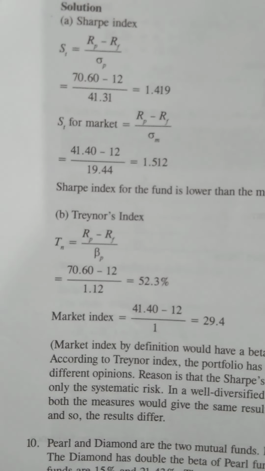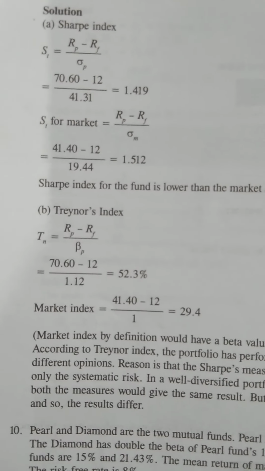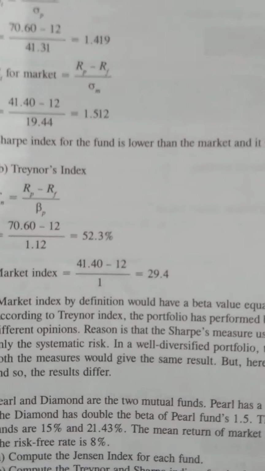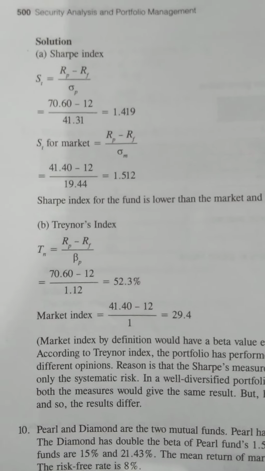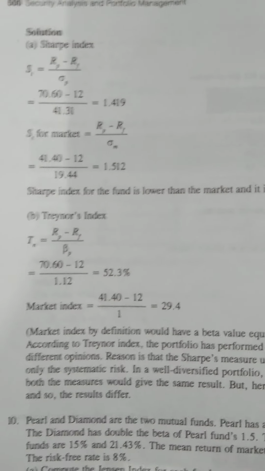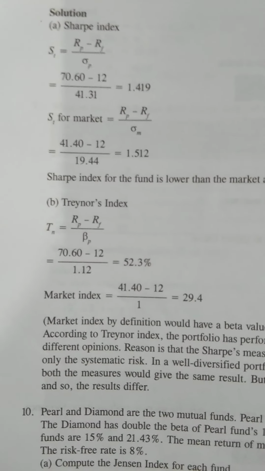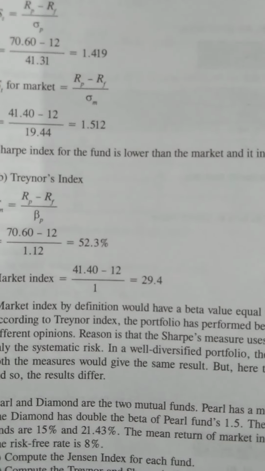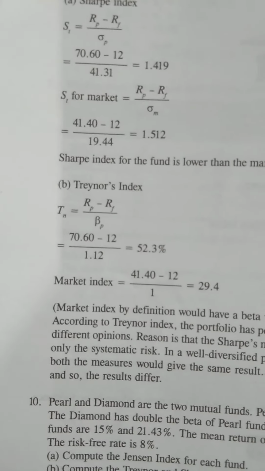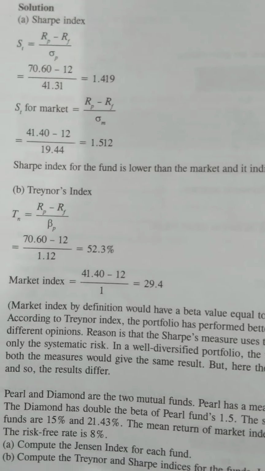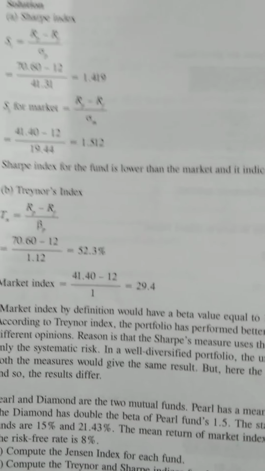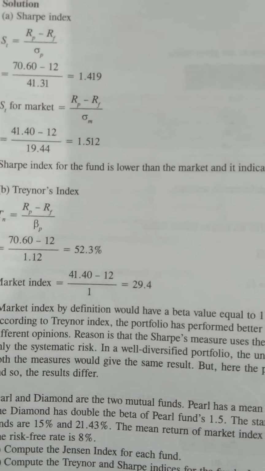Again, go back to the question and you can see it in the video. In the case of the Treynor index, look there, beta, same way. Again I am telling what they have done, listen very carefully. The first one is the Sharpe index for the fund, the second one is the Sharpe index for the market. Next, they have drawn the conclusion: the Sharpe index for the fund is lower than the market, and it indicates that the fund has not performed well. Very easy, because the index is doing better than the fund.